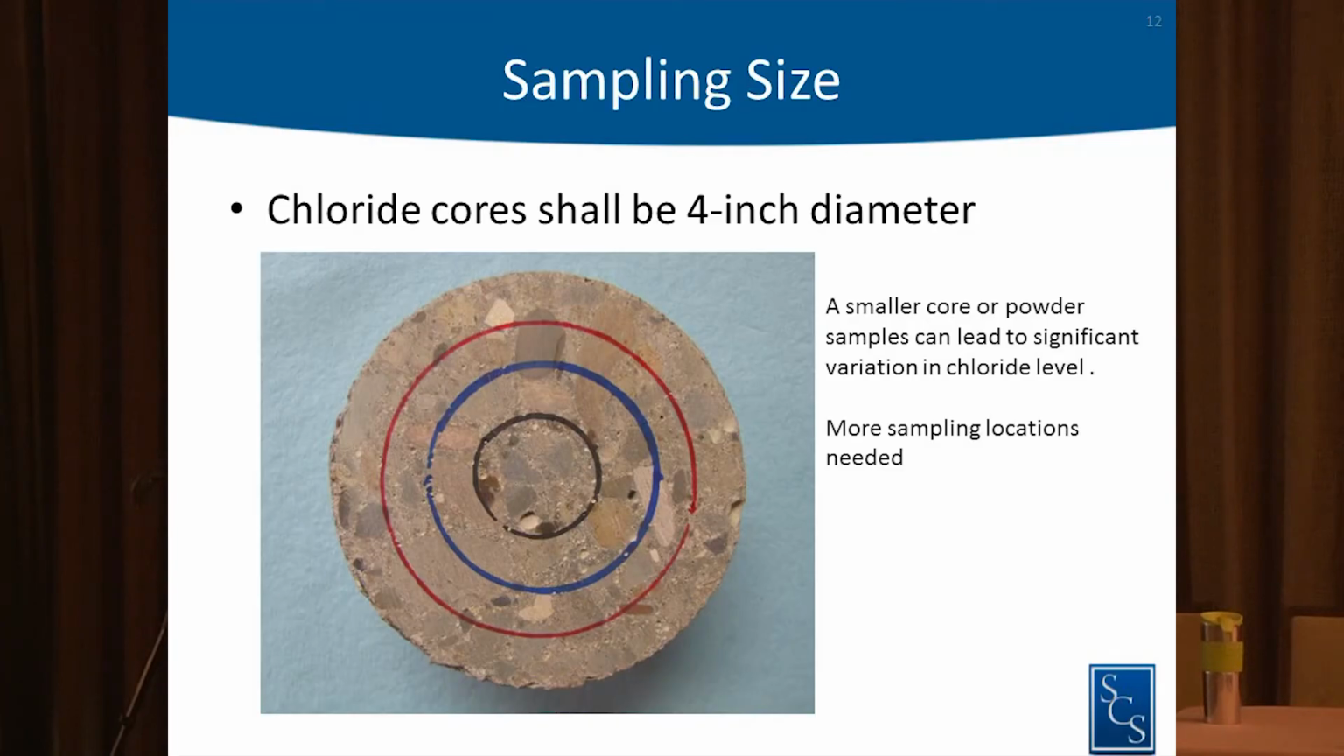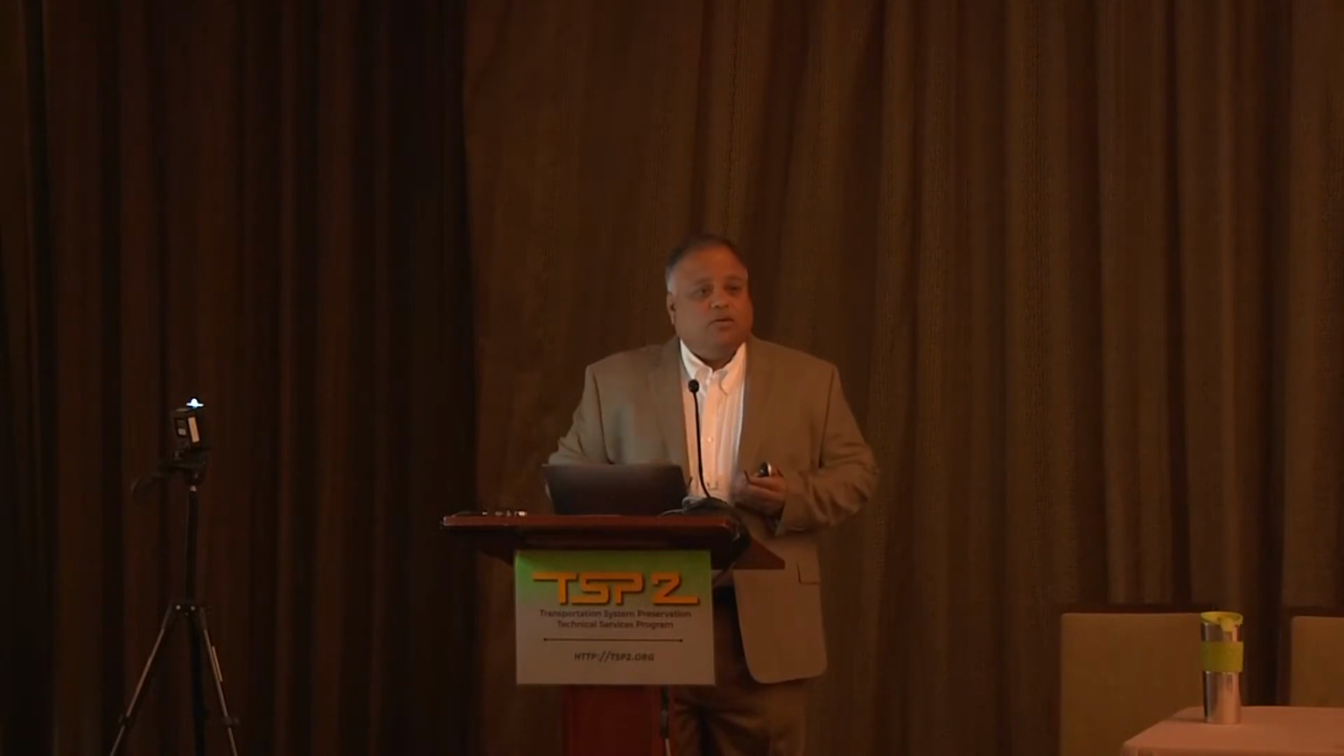So if you look at this, this is a 4-inch core, right? You look at that 1-inch circle, which is the center, black circle. If you take a 1-inch powder sample, a lot of folks, including me, have taken in the past. When you take that and you use a 3/4-inch aggregate in a concrete and you drill at the 1-inch core, you may end up getting all of the aggregate, very minimal of the paste.